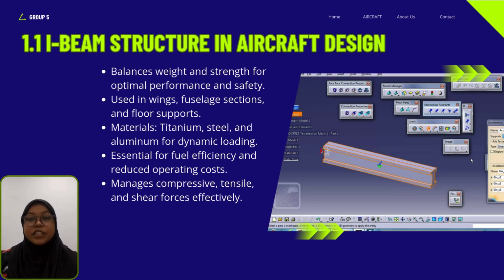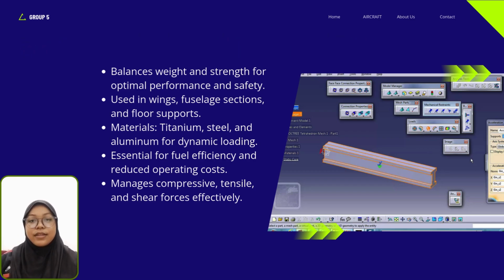1.1 I-beam structure in aircraft design. Balance weight and strength for optimal performance and safety. Used in wing, fuselage section, and floor supports. Materials like titanium, steel, and aluminum for dynamic loading. Essential for fuel efficiency and reduced operating costs. Manage compressive, tensile, and shear forces effectively.